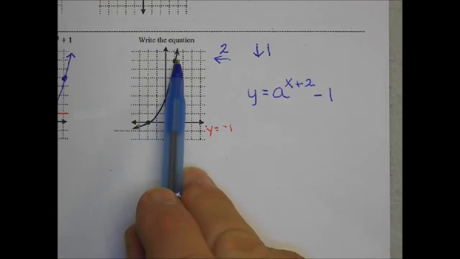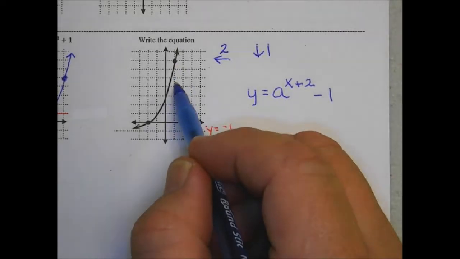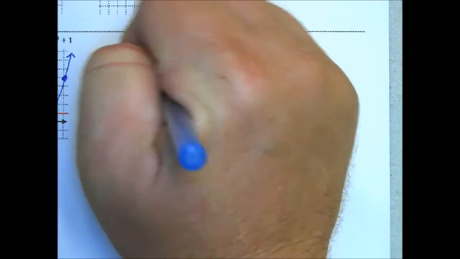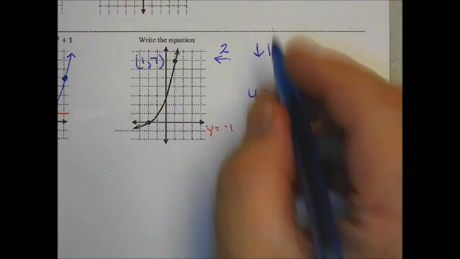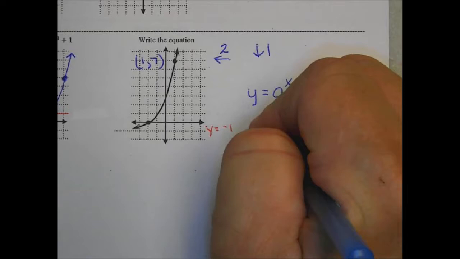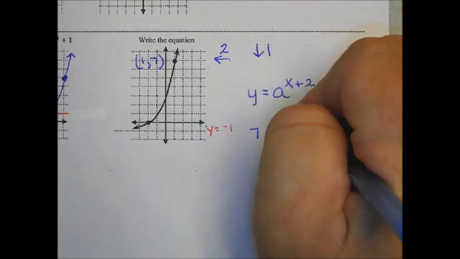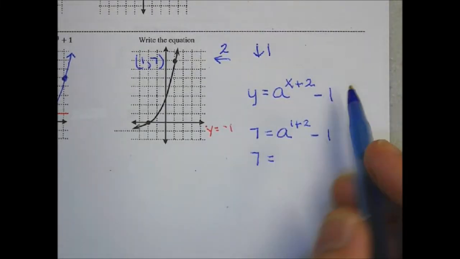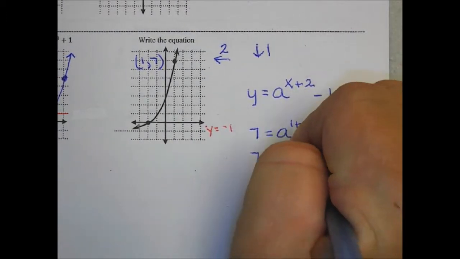Now they gave us this point to help us with the rest of the equation. This point is 1, 1, 2, 3, 4, 5, 6, 7. This is 1, 7. So we plug in. The y becomes 7. We don't know what the a is. The x becomes 1. So 7 equals a to the third power minus 1.